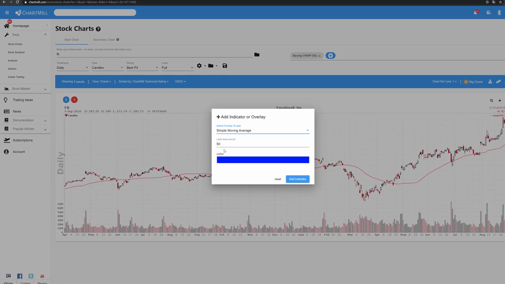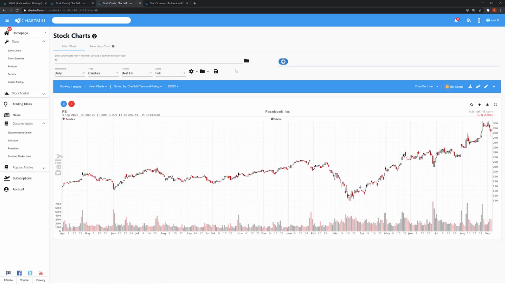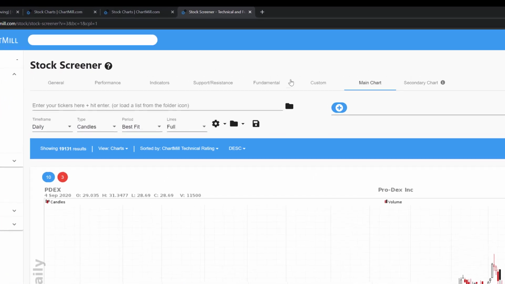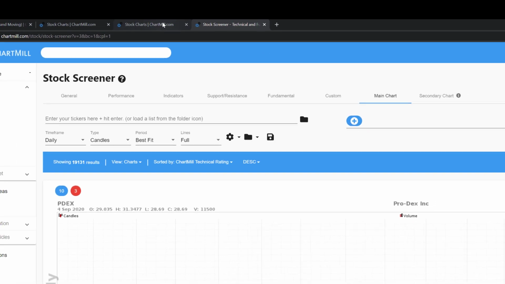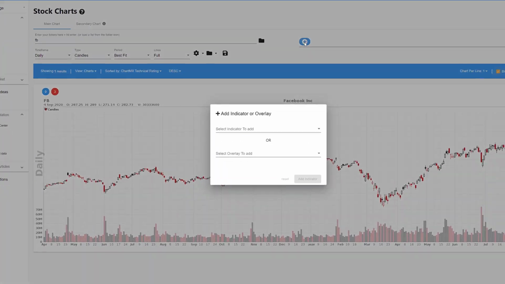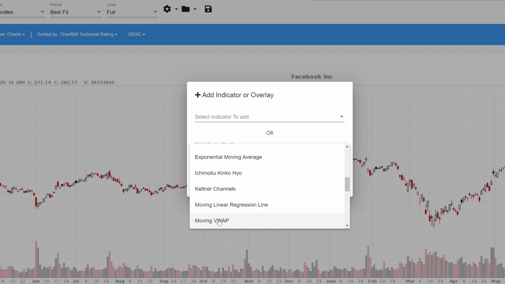In the stock charts tab, you will notice the indicator or overlay field immediately if you hit the plus sign. If you are working in the stock screener, select the main chart tab and you will also recognize the plus sign where you can add indicators and/or overlays to the price chart. Select the overlay to add and you can choose between the anchored candle VWAP or the moving VWAP.